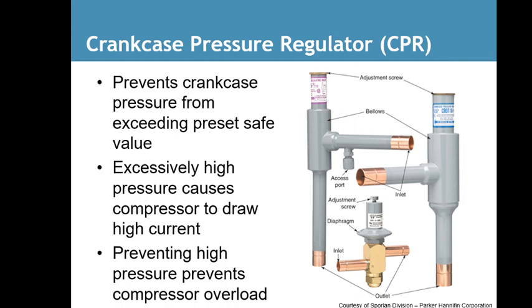Crankcase pressure regulators prevent crankcase pressure from exceeding preset safety values. Excessively high pressure causes the compressor to draw high current, which can cause windings to burn and excess electrical usage. Preventing high pressure prevents compressor overload.